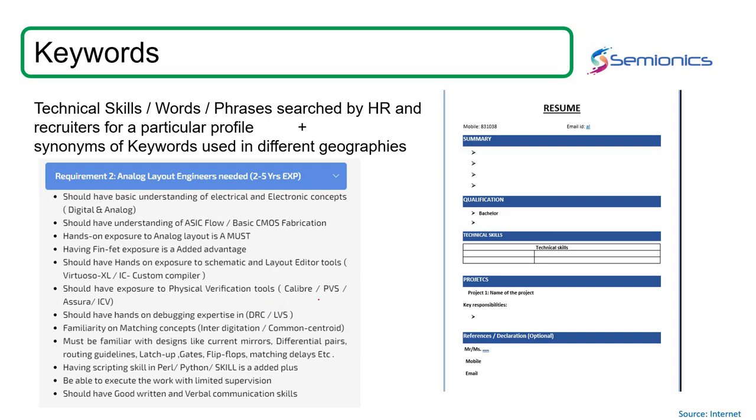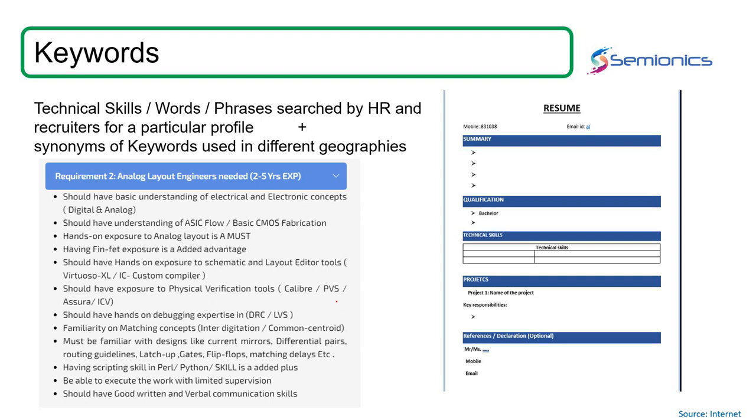Should have exposure to so-and-so, should have hands-on skill on physical verification. Now, if you see here, all these are physical verification tools. Yes, Calibre is a flagship product, but PVS is another verification tool from Cadence, and there is one from Synopsys too. I'm using the same to do the physical verification. I could have just used only Calibre, but I have worked on all these tools as well. But you never know which company uses which tool.